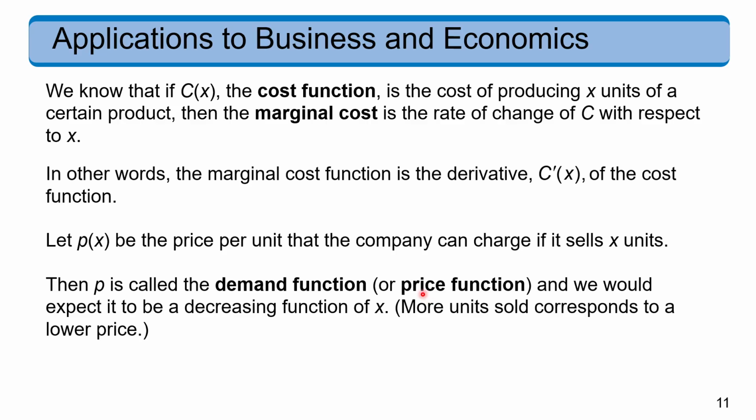So if you think about the cost per unit, if a large number of units are produced, in general, they can afford to sell the item at a lower price. So usually this demand function is decreasing. As the number of units X gets larger, the price per unit would get smaller.